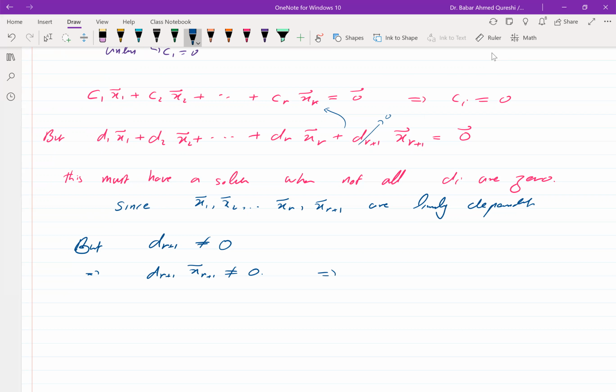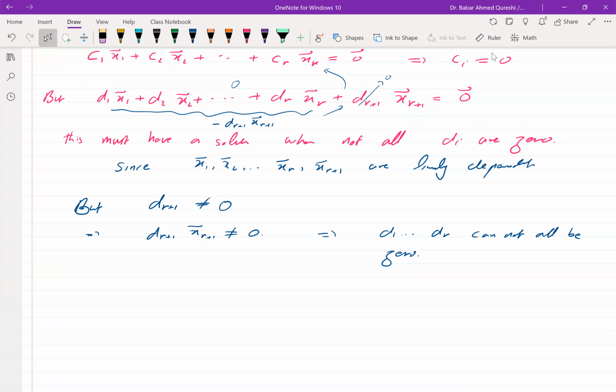This implies that these d1 up to dr cannot all be 0, because they must combine to give me a vector equal to, so that it cancels with this one to give you 0. So not all of them could be 0, because if I choose all of them to be 0, this part would be 0. So not all of them are 0.